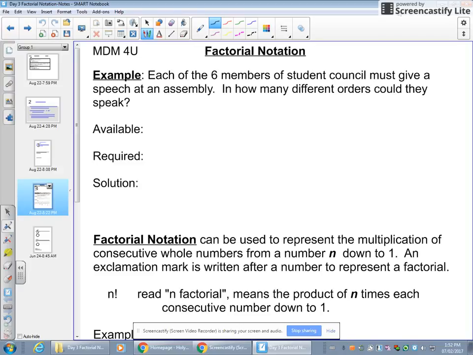So we're going to write down what's given. Our available information is that we have 6 members of student council. What's required? We want to know the number of different speaking orders.